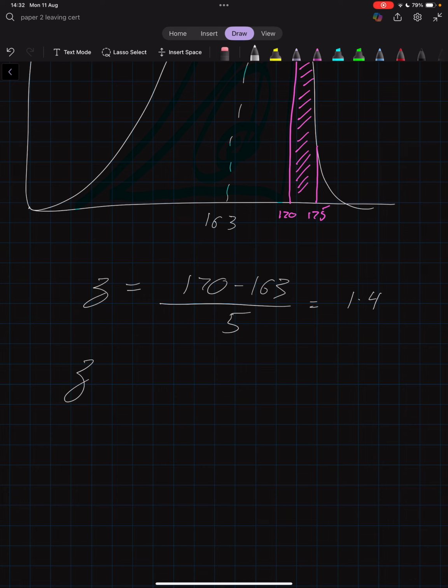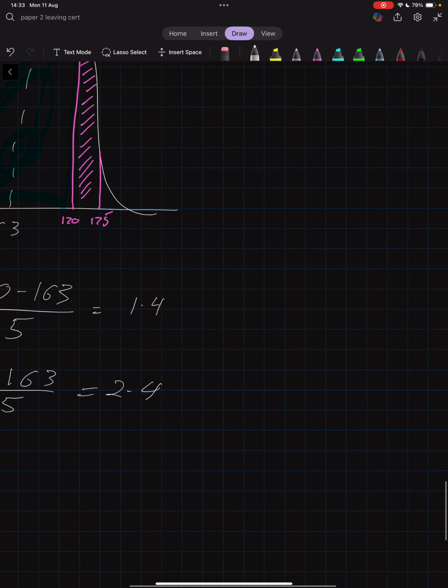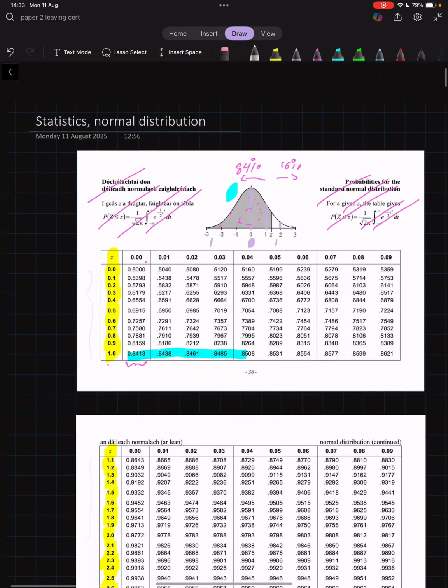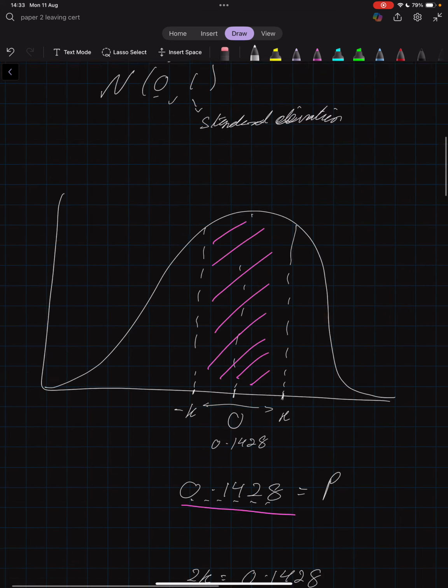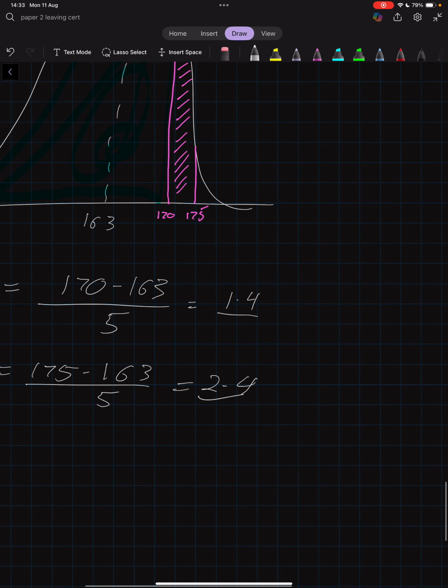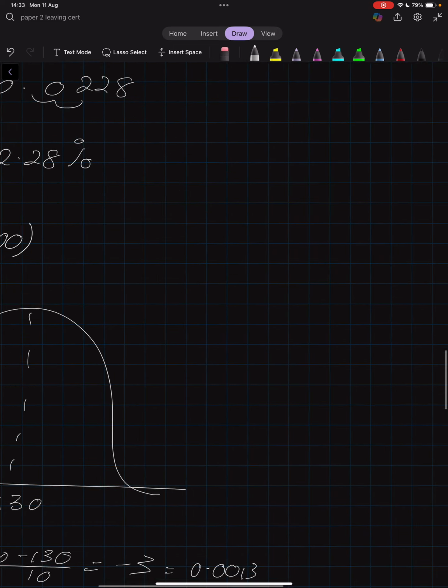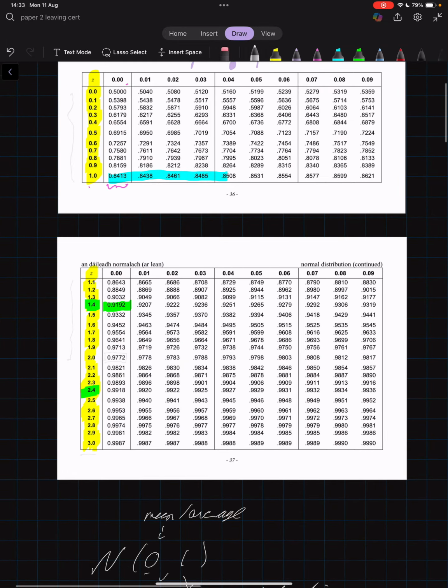The z for the second one is going to be 175 minus 163 over 5. That's going to be 2.4. So those are the two z-scores that I need, 1.4 and 2.4. So 1.4 is here, and then 2.4 is here. So it's going to be 0.9192. And then for 2.4, it's going to be 0.9918.